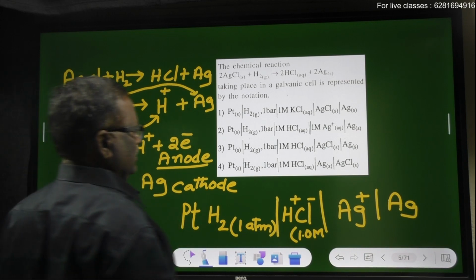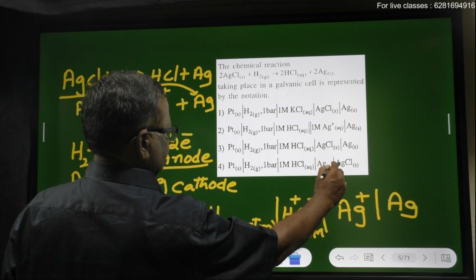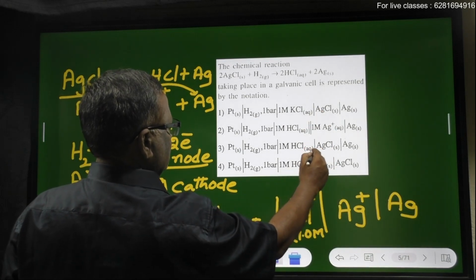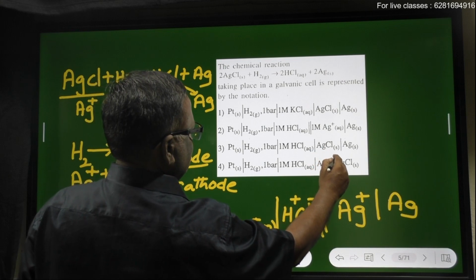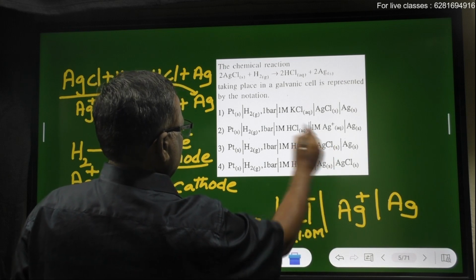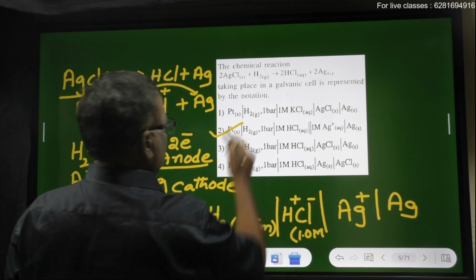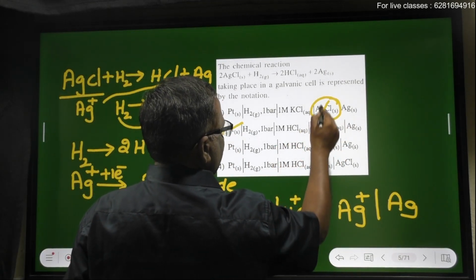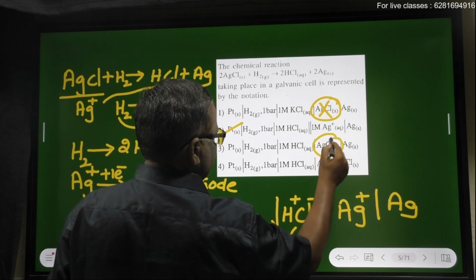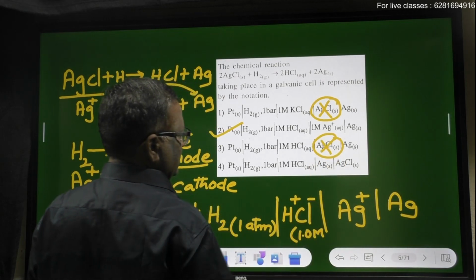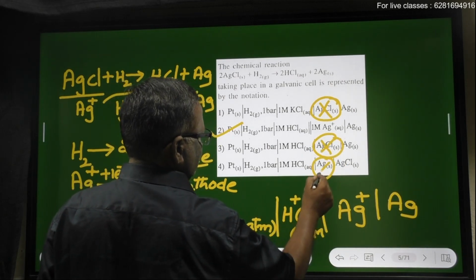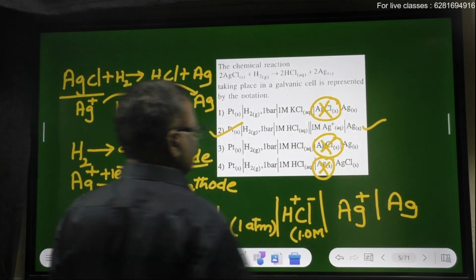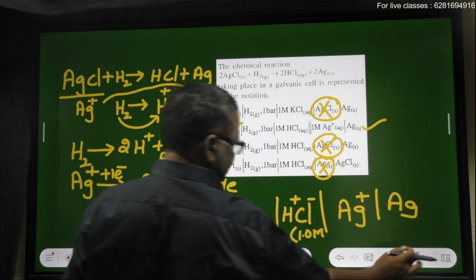So this can be AgCl, Ag plus ions. So second option, because here AgCl solid was given, solid is not present. Here also AgCl solid was given, it is not present. Here Ag solid is given, this is also wrong. So the only correct option is this. Second option is correct.